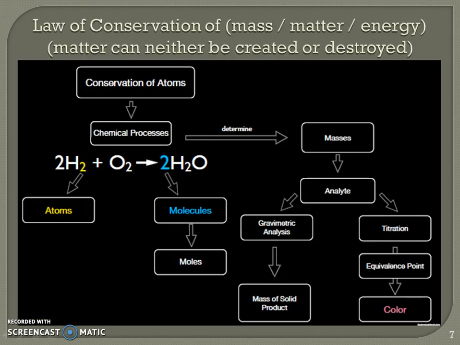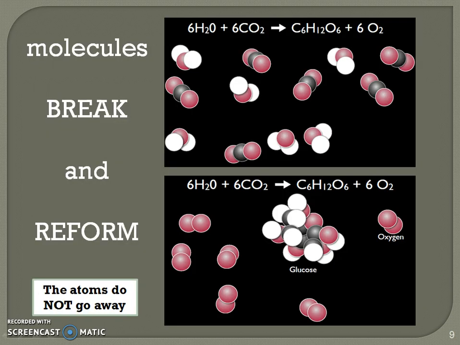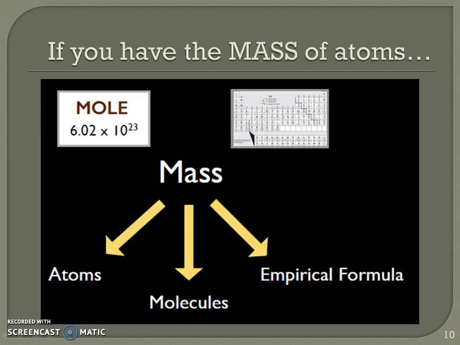So here's a nice little flow chart as he always gives us. And he talked about the chemical reaction of photosynthesis. He talks about how those molecules break apart and reform. So those atoms never go away. They just break apart and reform themselves into new substances, rearranging themselves to form new products.